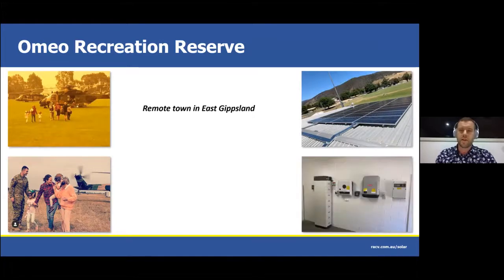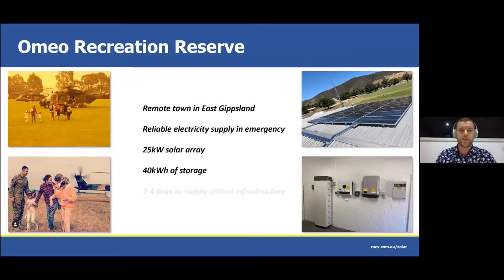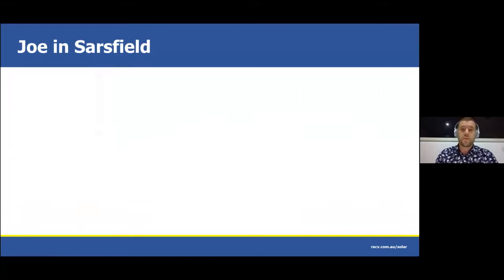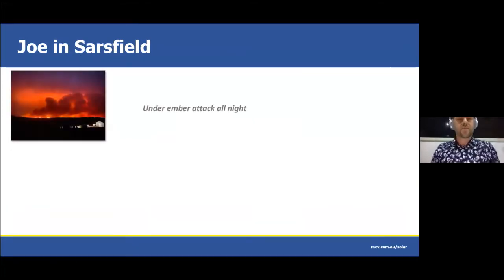We're able to come in and supply a 25 kilowatt system with a 40 kilowatt hour battery. So now they have 3 to 4 days of electricity supply for critical infrastructure, and they're using this as a community safer meeting place. So another story that I think will hopefully give them some peace of mind should these types of unfortunate situations happen again. So I just want to bring you a couple of situations of customers that were impacted by the fires.